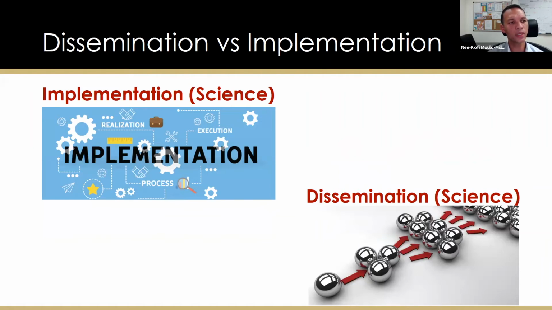There's a distinction between implementation and dissemination. Implementation is essentially the act of introducing an evidence-based intervention into a specific clinic, practice, population of providers, or a facility, for example. Whereas dissemination is the targeted and planned distribution of an evidence-based practice or intervention to other populations, to other hospitals, other health systems, other countries, perhaps.